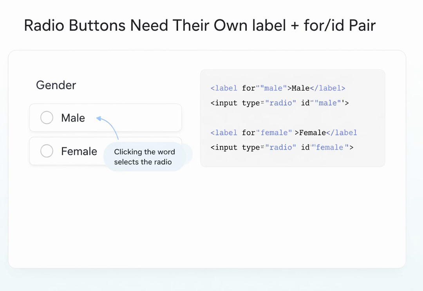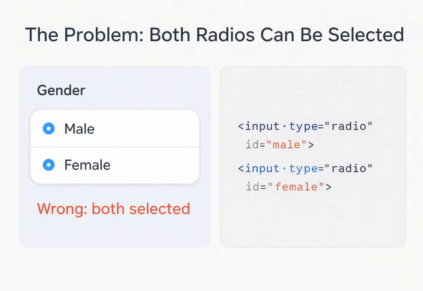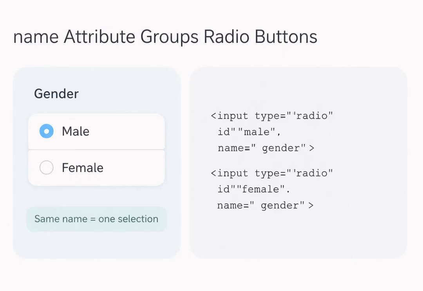If you set up radio buttons without grouping them properly, you can end up in a situation where both appear selectable independently. That defeats the purpose of radio buttons, which should allow only one choice in a group. The key to making radio buttons behave correctly is the name attribute. When multiple radio inputs share the same name, like gender, the browser treats them as one group, so only one can be selected at a time.